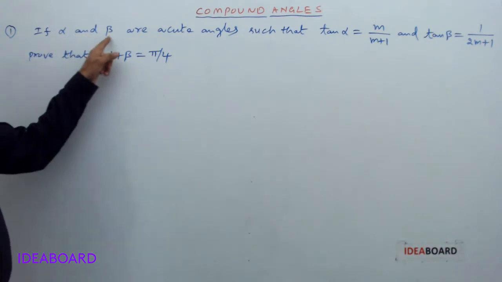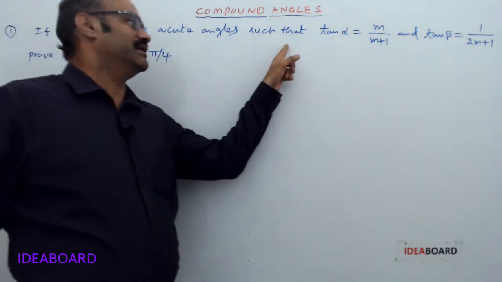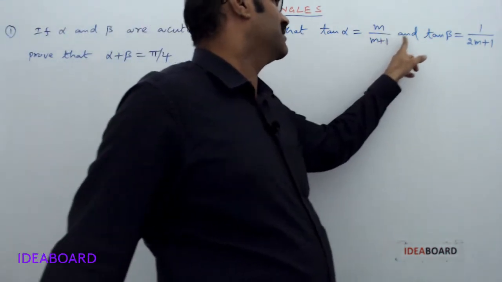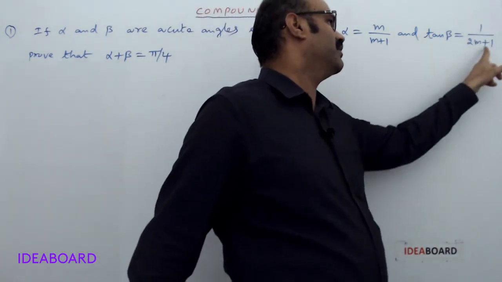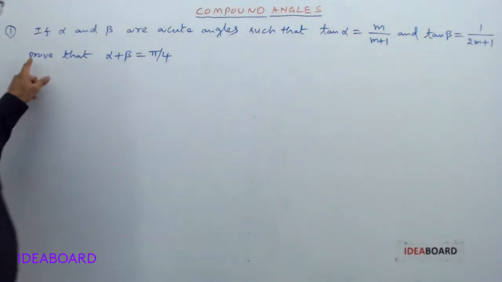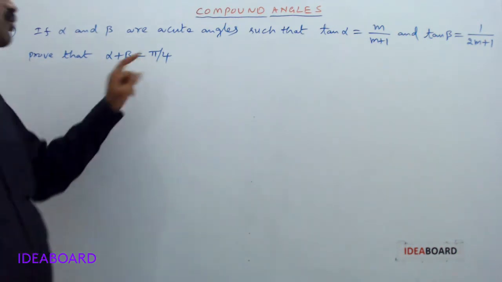If alpha and beta are acute angles such that tan alpha equal to m by m plus 1 and tan beta equal to 1 by 2m plus 1, prove that alpha plus beta equal to pi by 4.